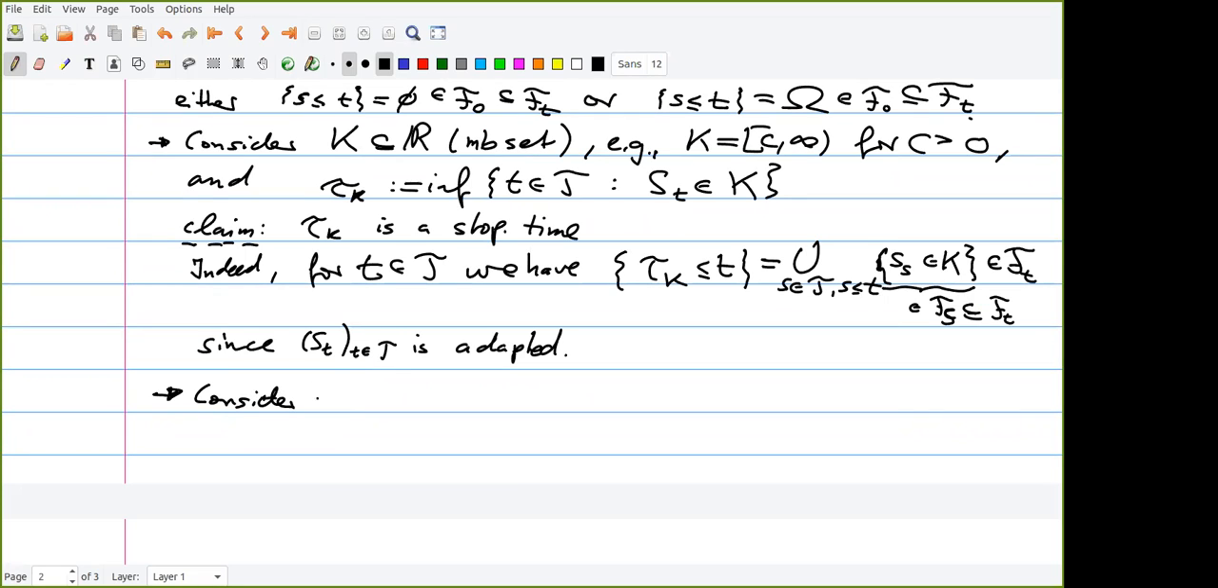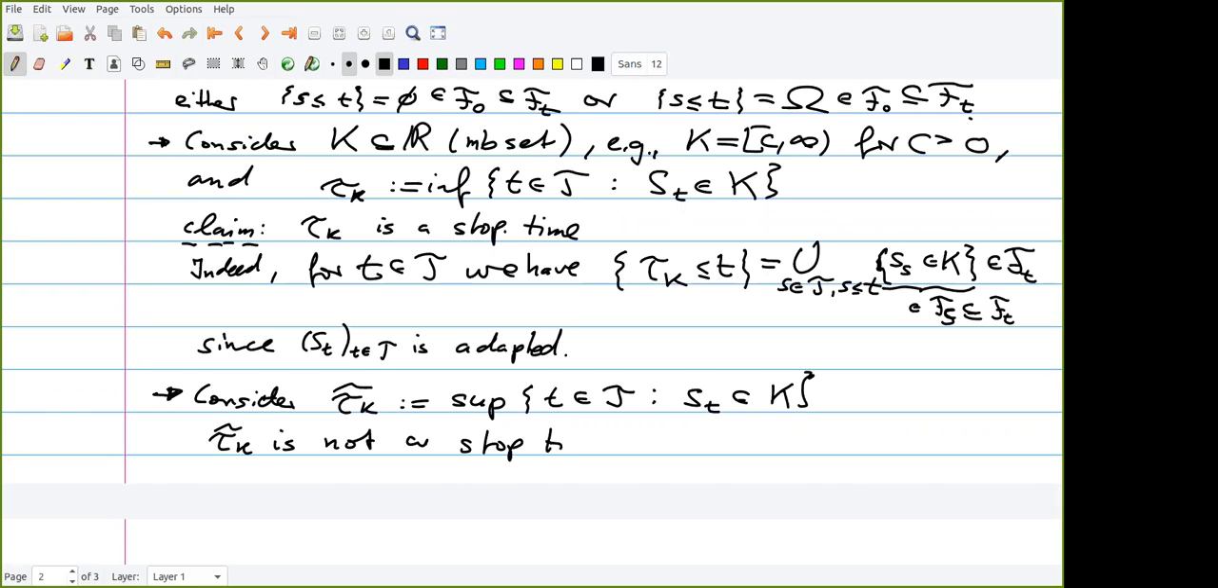So consider tau tilde K, which is defined as the last time, so the supremum over time of when S is in the set K. And now what we observe here is that obviously tau tilde K is not a stopping time. Let me make this red to emphasize this.